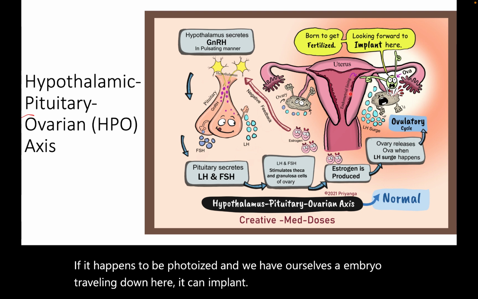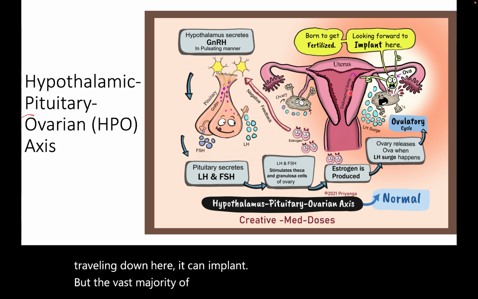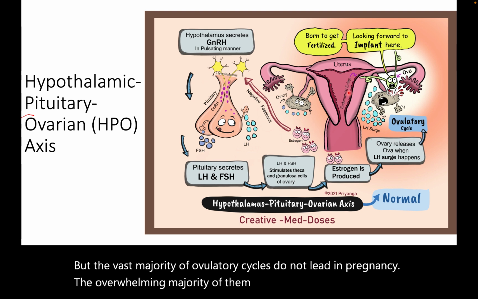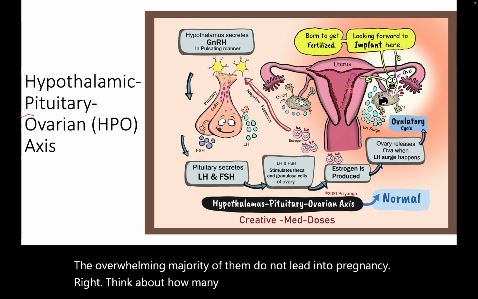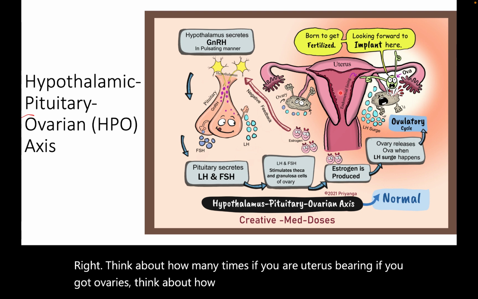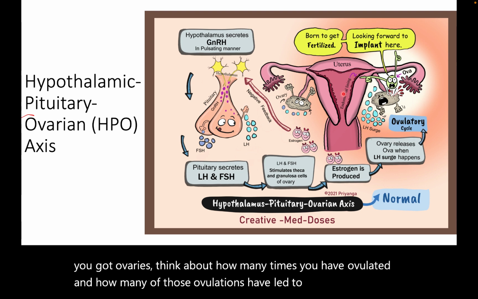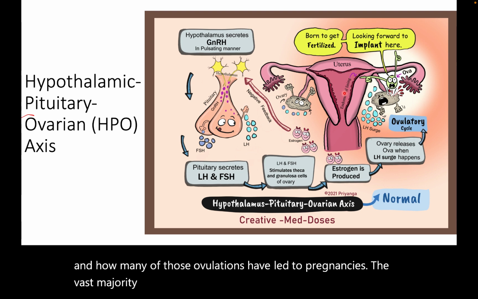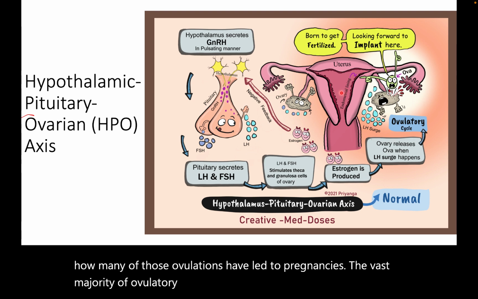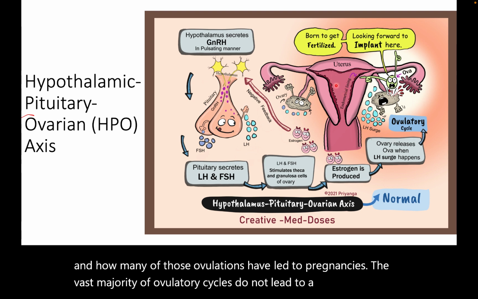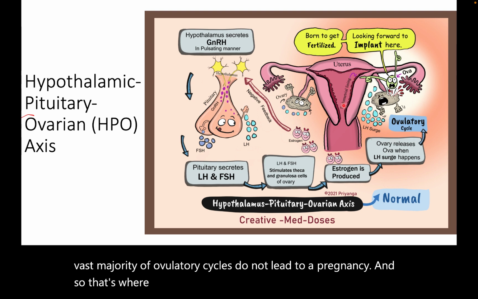But the vast majority of ovulatory cycles do not lead to pregnancy. The overwhelming majority of them do not lead into pregnancy. All right? Think about how many times, if you are uterus bearing, if you got ovaries, think about how many times you have ovulated and how many of those ovulations have led to pregnancies. The vast majority of ovulatory cycles do not lead to a pregnancy. And so that's where, again, this is being sloughed off.